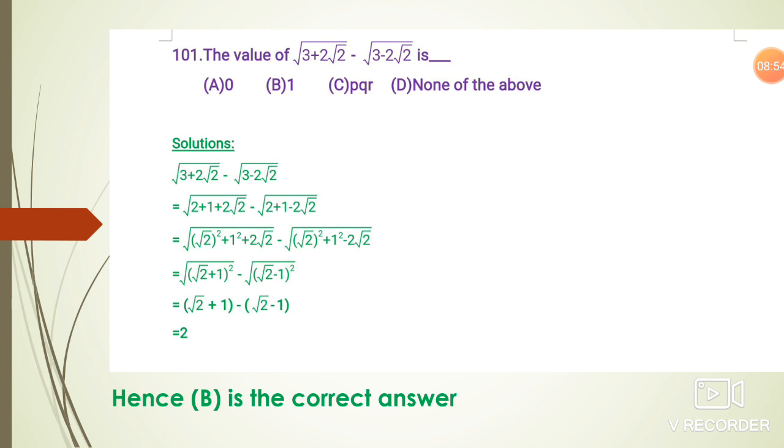So the root over will cancel this square. After cancelling, we will get root 2 plus 1 minus root 2 minus 1. Again root 2 will be cancelled. So we will get 2. Hence B is the correct answer.